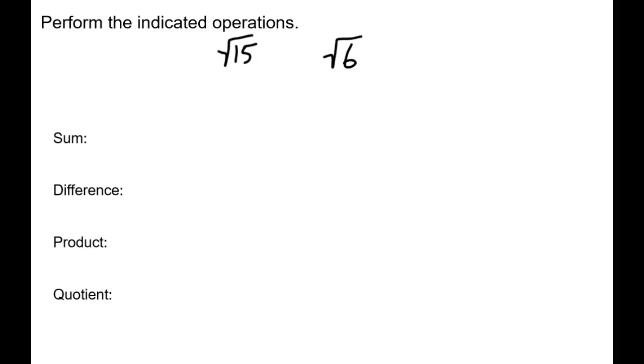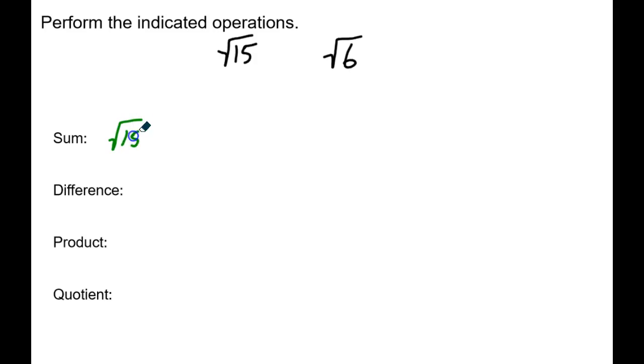Now to the second example, which is the same idea. Find the sum, difference, product, and quotient of the two irrational numbers. We have radical 15 and radical 6. First thing we want to do is simplify each of these radicals. The square root of 15 has no factors that are perfect squares. 6 has no factors that are perfect squares. We cannot simplify these. So we go ahead and try to take these sums.